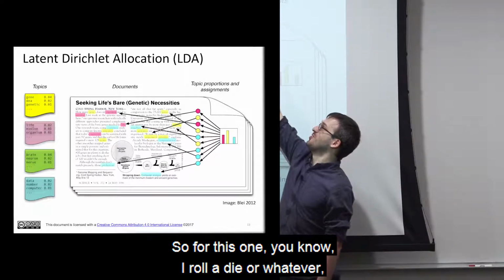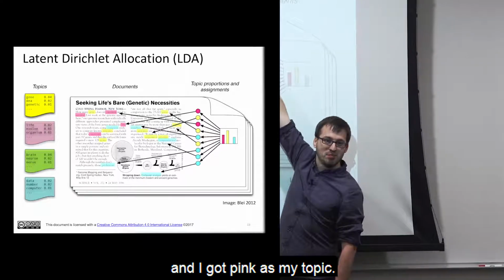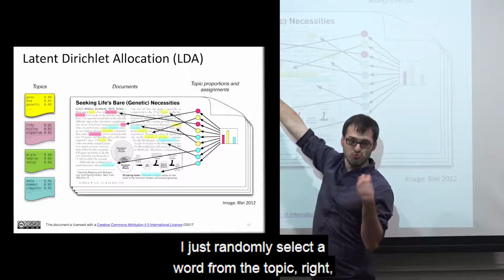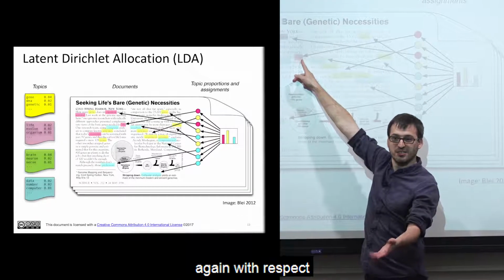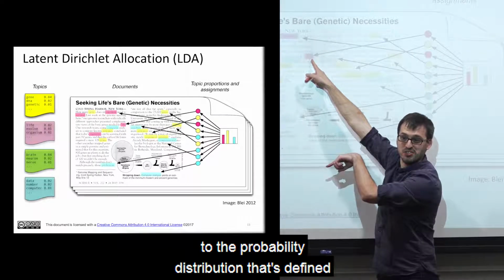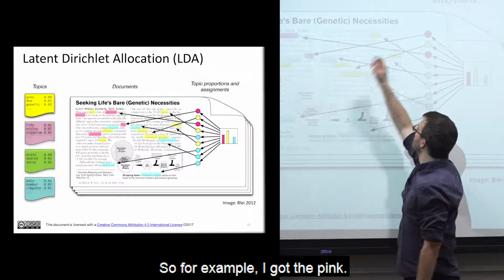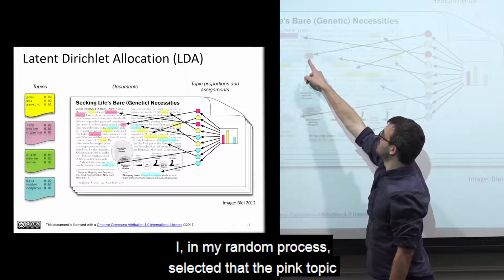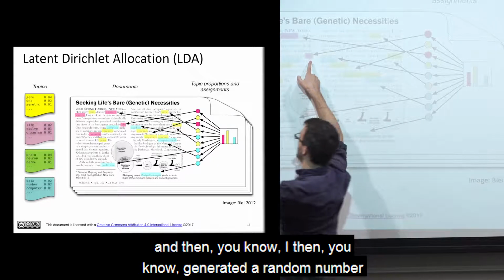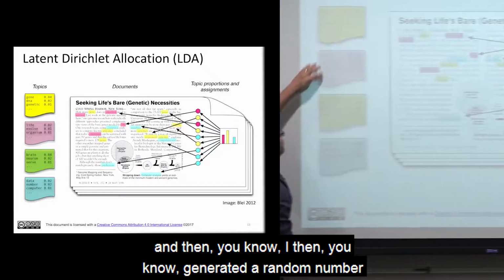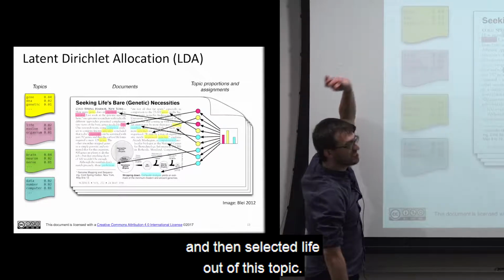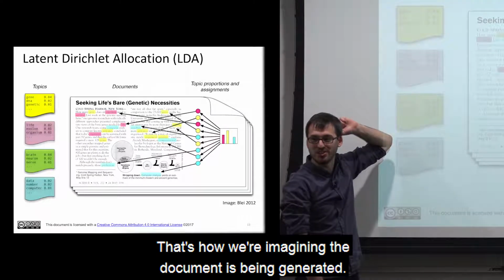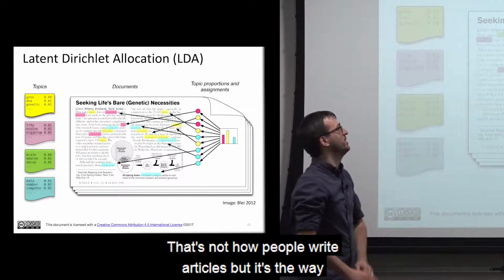For this one, I roll a die or whatever, and I got pink as my topic. Once I've selected the topic for this word, I just randomly select a word from the topic, again with respect to the probability distribution that's defined by that topic. So, for example, my random process selected the pink topic, and then I generated a random number and selected life out of this topic. That's how we're imagining the documents being generated. Now, again, that's not how people write.